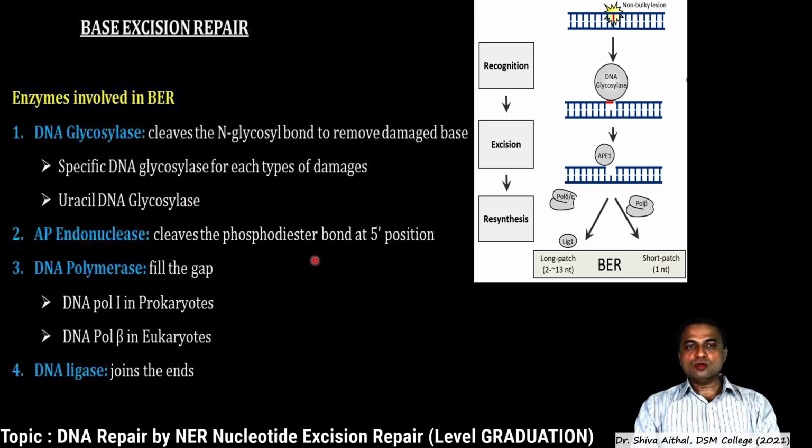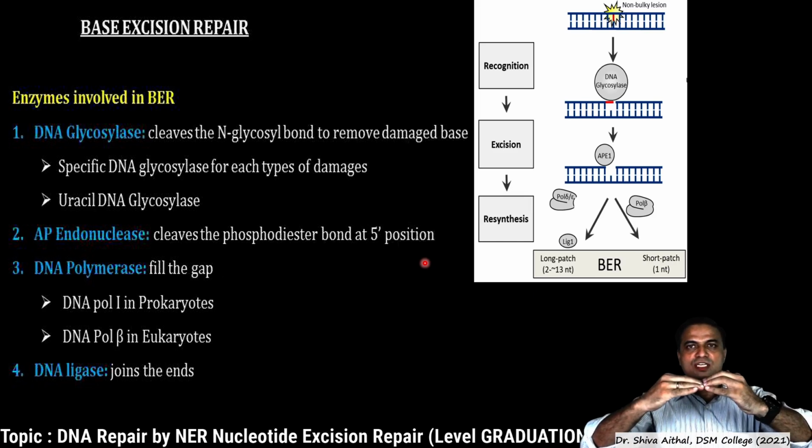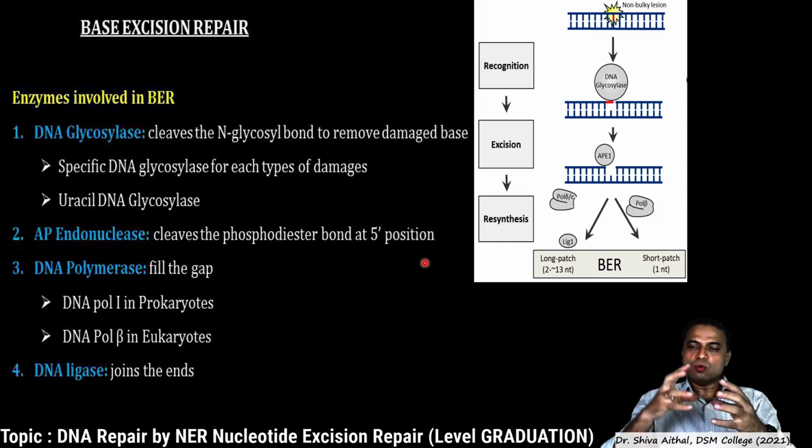AP endonuclease is another enzyme which has the capacity to cleave the phosphodiester linkage at the 5' end of the backbone. This is needed for removing the apurinic or apyrimidinic site. What is the difference now? Compare this with nucleotide excision repair or the photolysis system. In nucleotide excision repair, a long stretch of DNA was removed. In the photolysis system, the dimers were removed there itself, no excision. Whereas in base excision repair, only one base which is abnormal, not a dimer, is removed. It is a non-bulky lesion, a small lesion.